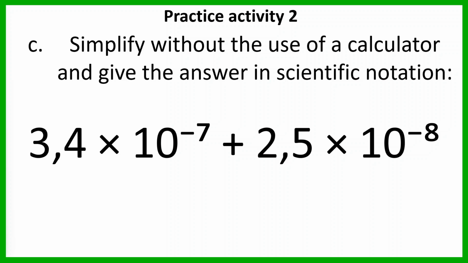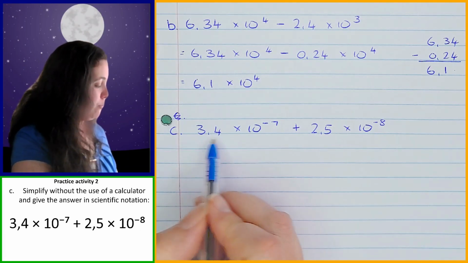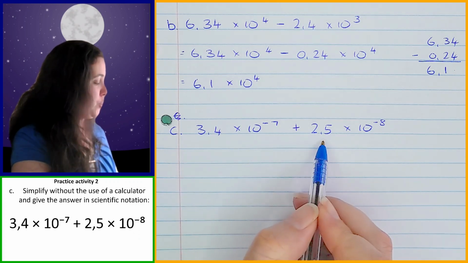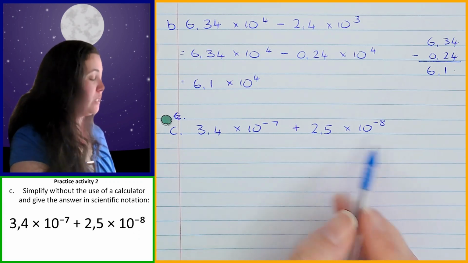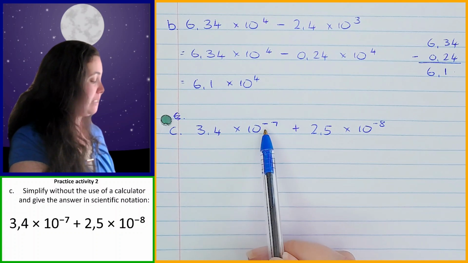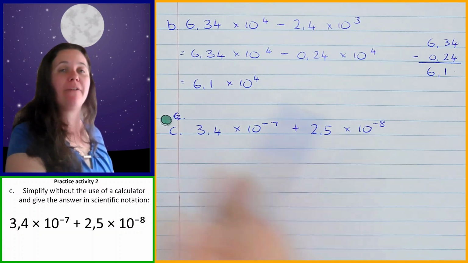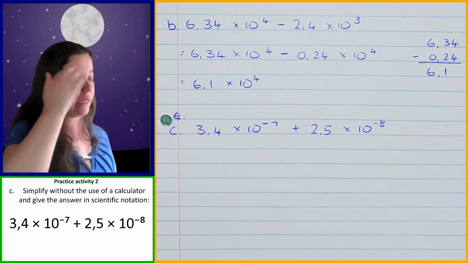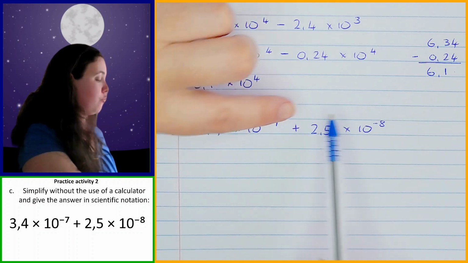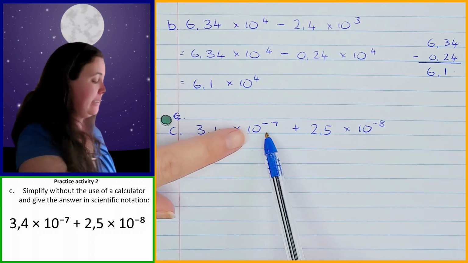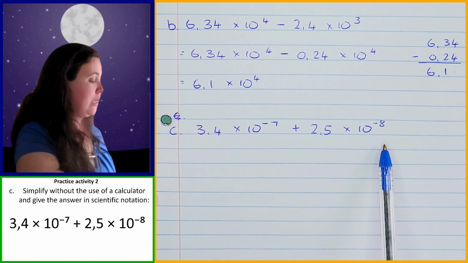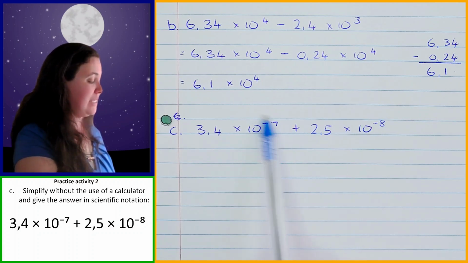Okay, so let's go through that question and see what you should have got. So over here, I've got 3.4 times 10 to the power of negative 7 plus 2.5 times 10 to the power of negative 8. Now with this one, you have to be careful because you've got negative exponents. You need to be careful about which one is the bigger one. Okay, so negative 7 is greater than negative 8. Okay, so that means that I'm going to be changing this to have the same power of 10 as that.